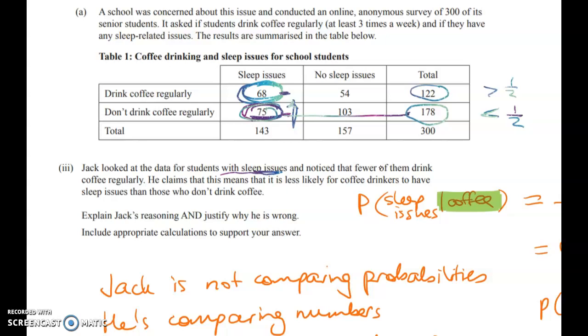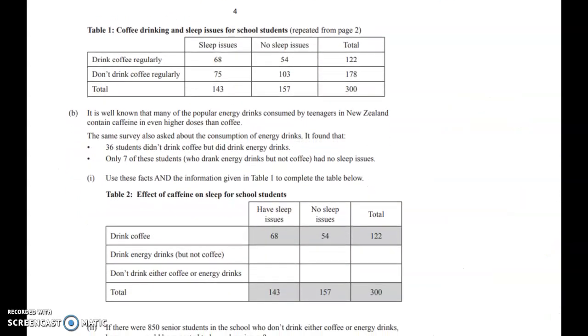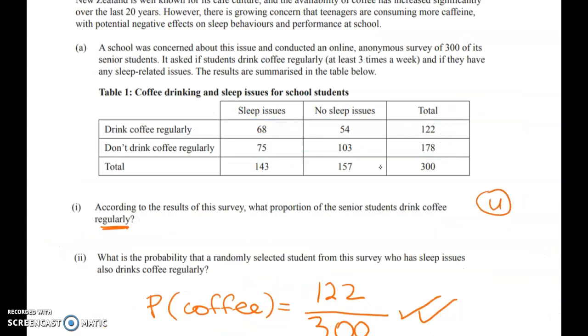I'm just going to show you 1B and then I'm going to do that in a separate video. So in 1B, we're still going to be working with the coffee and sleep issues, but we now have a third variable coming in, which is energy drinks. All right, so make sure you've got that first part figured out before we go on. This bit here was a merit question, okay? And these two here were both little achieved questions. I'll be back with the second half of this later on tonight.